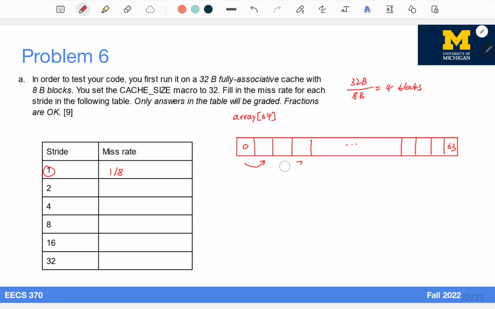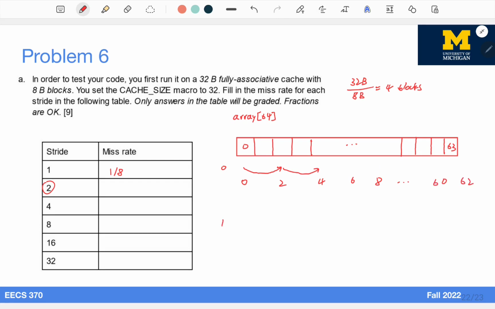Okay, and then when stride equals 2. Now we have 2 outer loops. And in the first outer loop, the inner loop will start at index 0 and increment its index by 2 every time. So its access pattern should be 0, 2, 4, 6, 8, and so on, until 62.